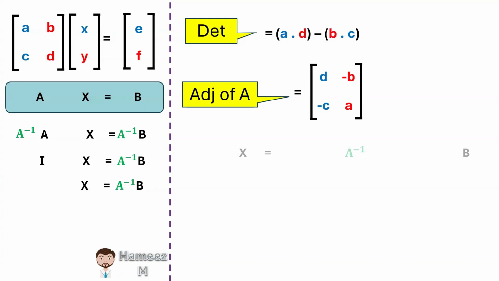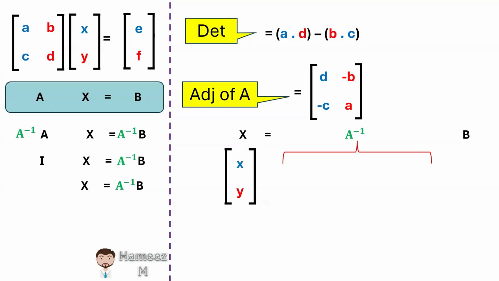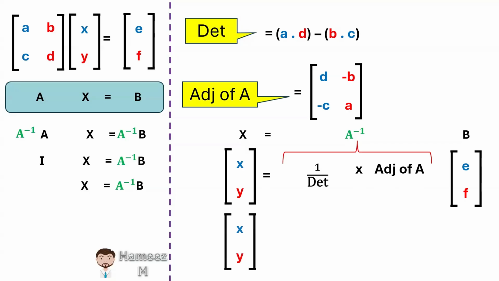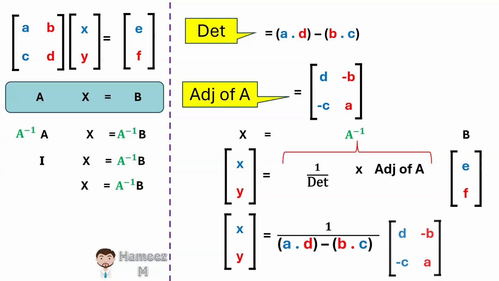So X is equal to A inverse B, where A inverse is what exactly? Remember, X is X, Y, and B is E and F, whatever it is down there on the extreme right. So the A inverse is really 1 over the determinant. The determinant was minus 5 just now in the last example, multiplied by D, minus B, minus C, A. So X, Y is equal to 1 over AD minus BC, multiplied by the 2 by 2 matrix D, minus B, minus C, A, by E, F.